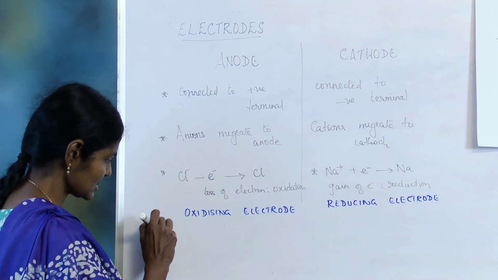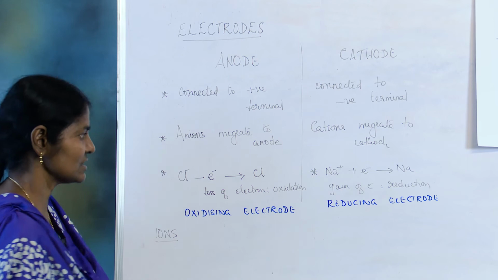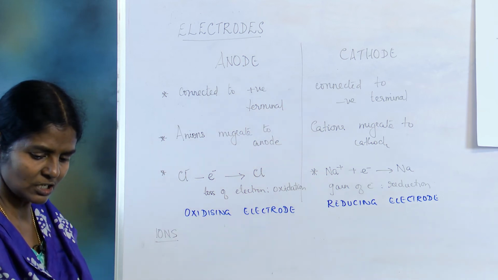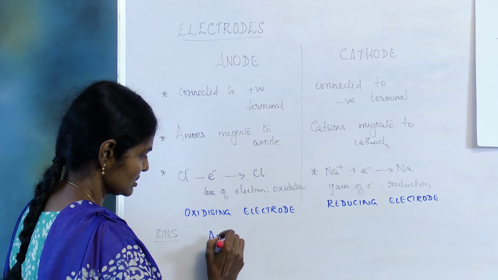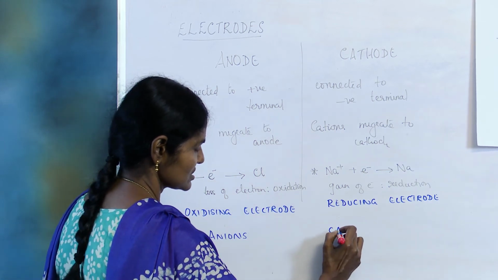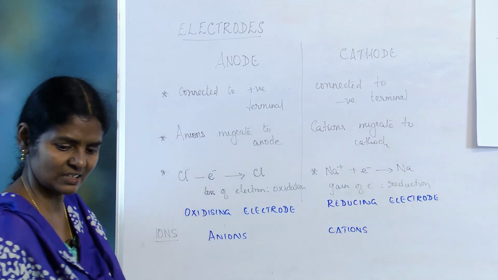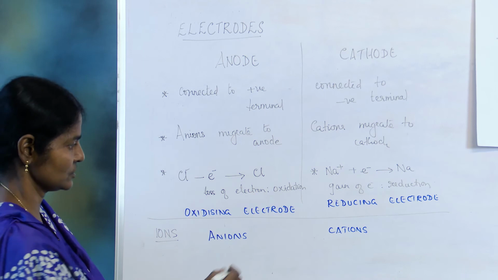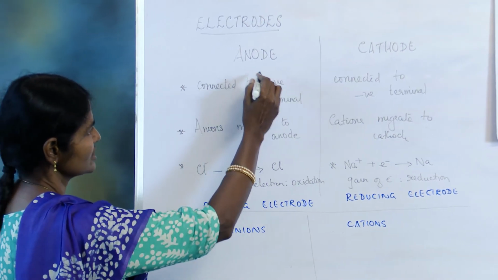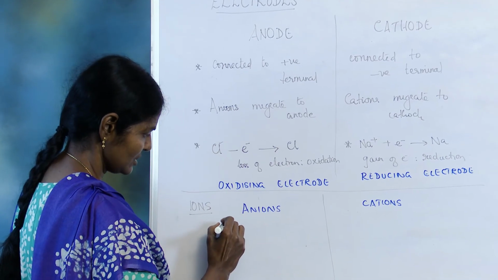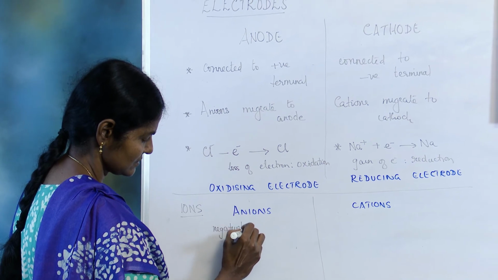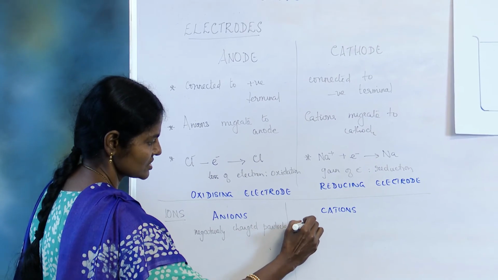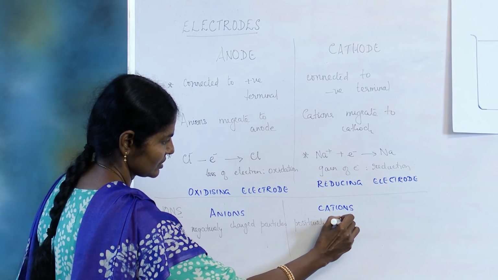The next thing we see is about ions. It is similar to anode and cathode. We have anions and cations. Of course, we can take the points from the electrodes itself. This is over. Now coming to anions and cations. The charge of anode is positive, anion is negative. So negatively charged particles are called anions. Similarly, positively charged particles are called cations.